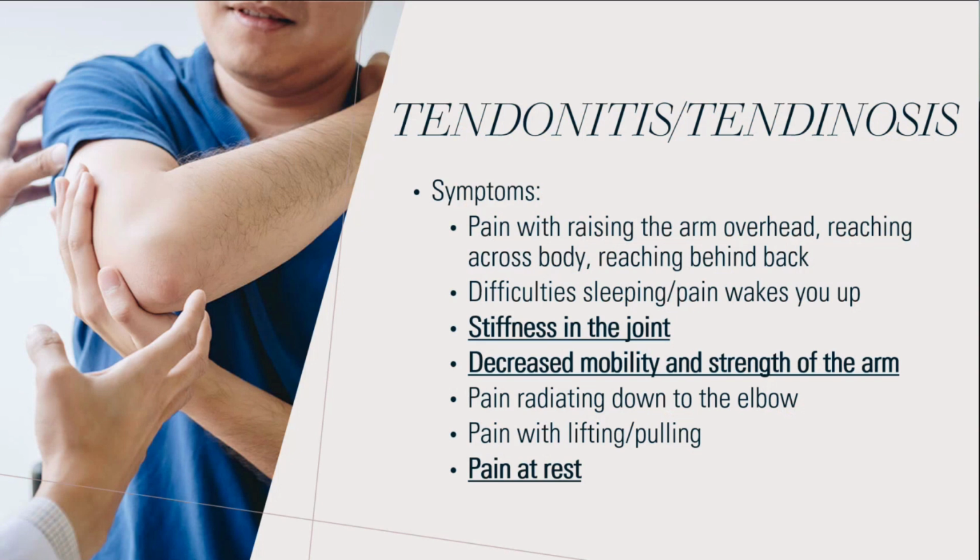Symptoms that people complain of when they have tendinitis or tendinosis, they'll often have similar symptoms as with impingements. They'll have pain with raising the arm overhead, reaching across the body, or reaching behind the back. They'll have difficulty sleeping, or the pain may wake them at night. This one's a little bit different from the other. You'll see more stiffness in the joint and decreased mobility and strength of the arm. The pain can also radiate down to the elbow, and there will also be some pain with lifting and pulling, and we tend to see a bit more pain at rest with these individuals.